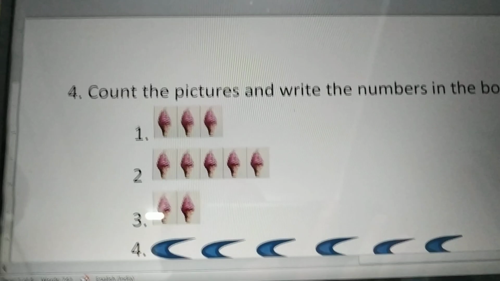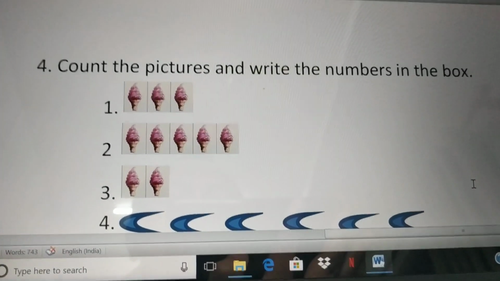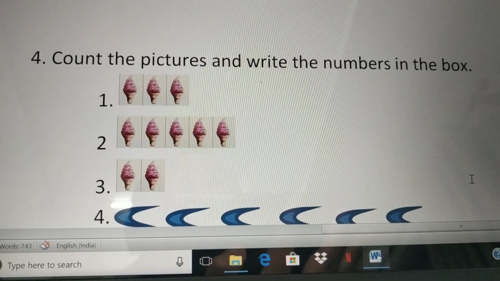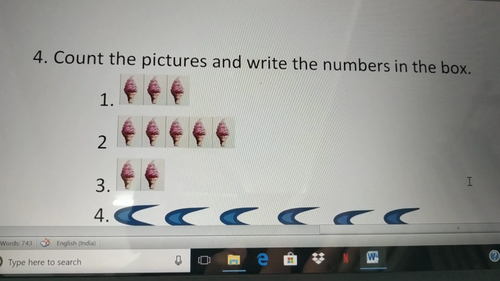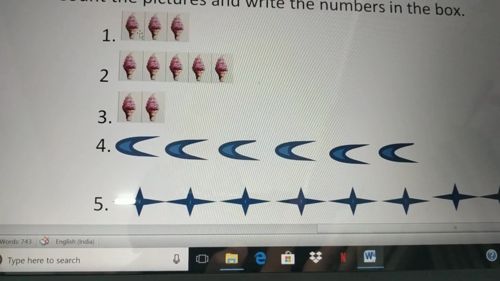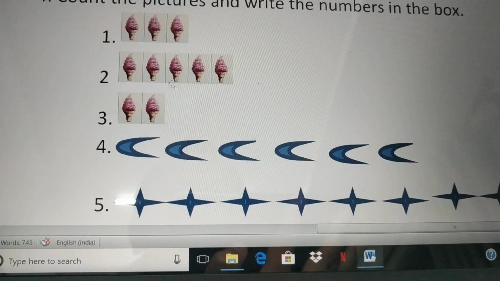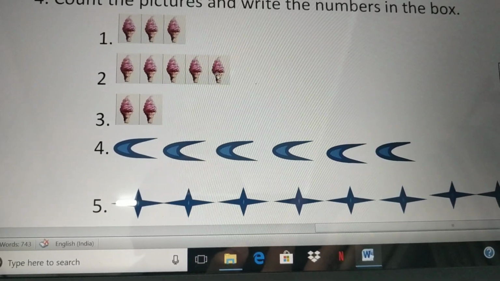Question number 4. Count the pictures and write the numbers in the box. The first picture, there are 3 pictures: 1, 2, 3. The second picture, there are 1, 2, 3, 4, 5.